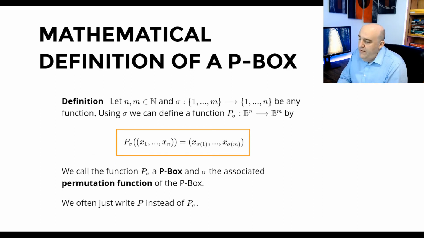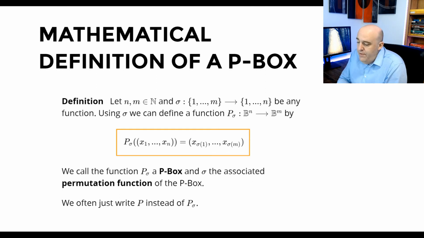And what does p sigma do to a typical element of Bn? Well, p sigma sends x1 up to xn to x sub sigma of 1 up to x sub sigma of m. So it basically takes the n input values and applies the sigma function to the indices, which causes a shuffling of the indices. Now, we might have left off some indices, we might have duplicated some indices, but regardless, we're using the input value bits, x1 up to xn, and we're shuffling them somehow to get an arrangement of output bits.